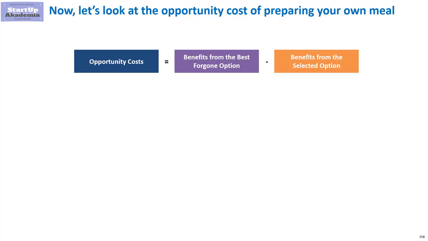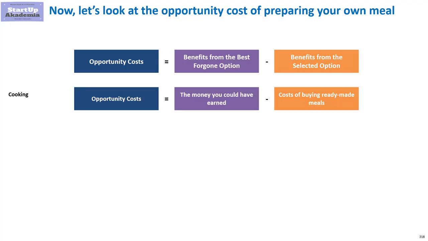Let's consider, for example, cooking. The opportunity cost is the difference between the money you could have earned and the cost of buying a ready-made meal. When you prepare your meal on your own, you mainly invest your time. Thanks to this, you pay less for the meal. If, on the other hand, you had bought a prepared meal, you would have saved some time that you can invest into working and earning more.